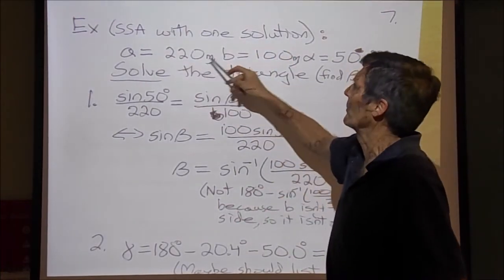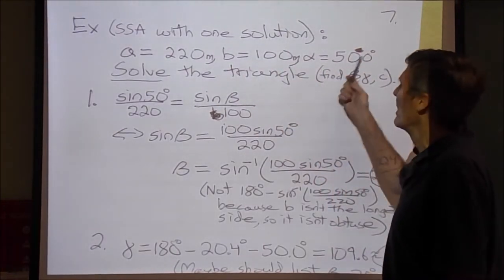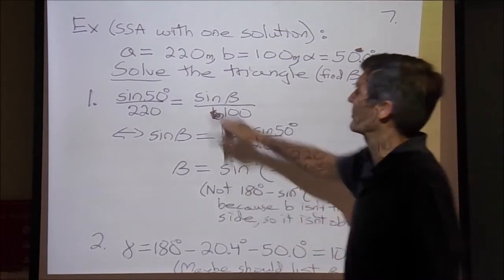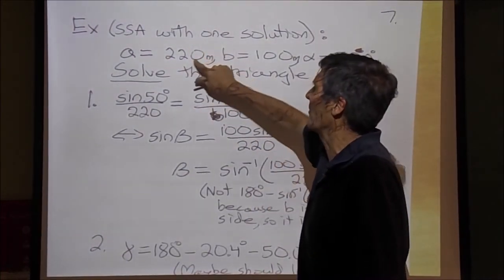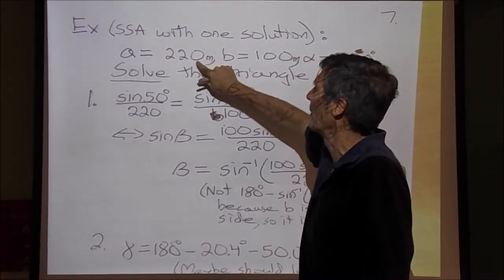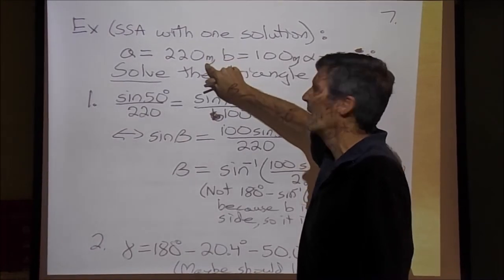Suppose I'm given A is 220 meters, B is 100 meters, and alpha is 50.0 degrees. These are given 3 significant digits, right? Start from the leftmost digit, 1, 2, 3. There is some ambiguity here. Sometimes if it's before the decimal point, you don't know if this has been rounded to the nearest tens or the nearest ones. They have to tell you.